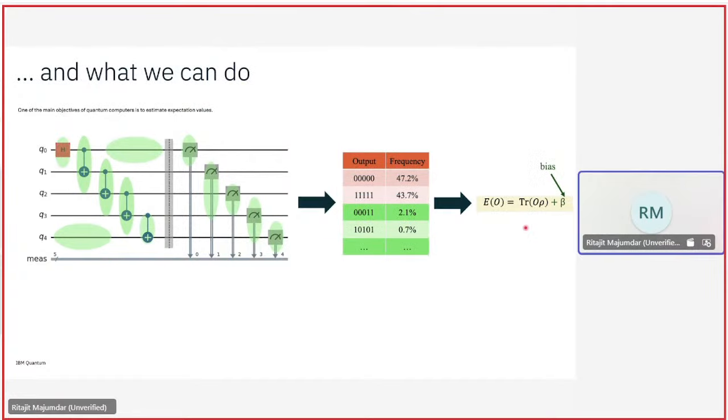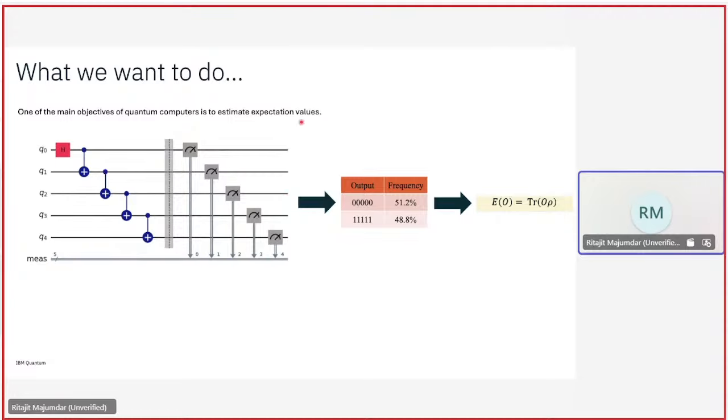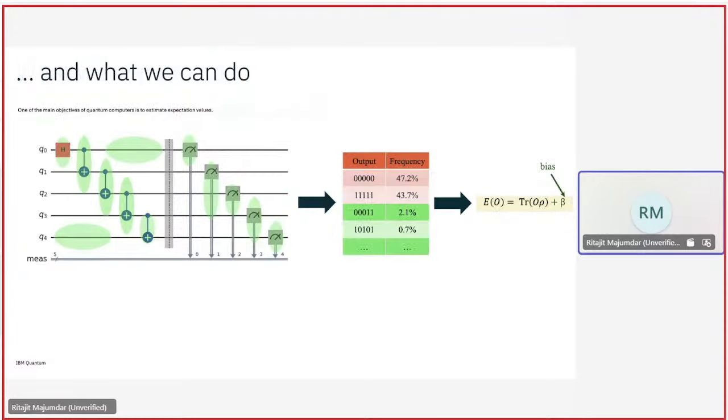Now, we talked about that this is what we want to do, but what we end up doing is something like this. As I said, are my gates very nice? No, they have some error. They have some noise. The gates are not perfect. Are my measurements perfect? No, they are not perfect. When I do measurement, I sometimes misread 0 as 1 and 1 as 0.